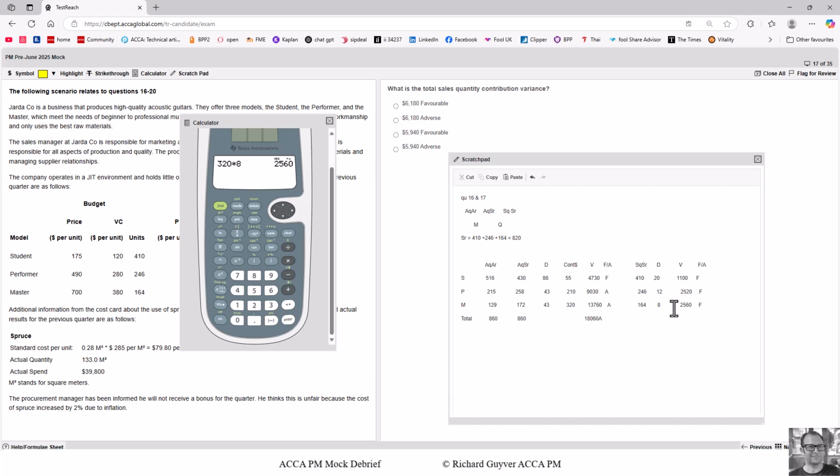So now we total these. I've already got the 2560. So I end up with 6180 favourable. One approach you could take, let's say you'd done the first bit, you're running out of time, you could have just completed the top row and found out it was favourable, and then you can narrow your choices down to a 50-50 choice. It's 61,800.